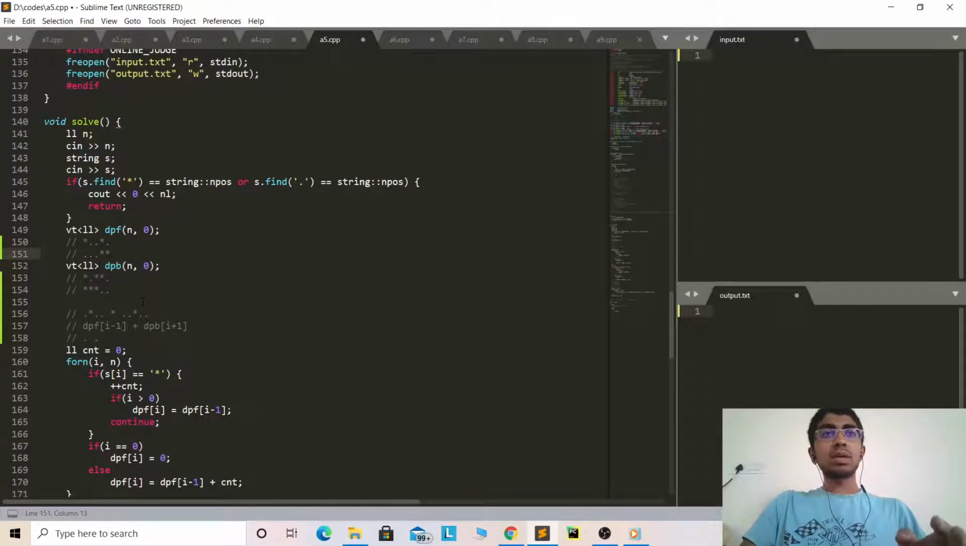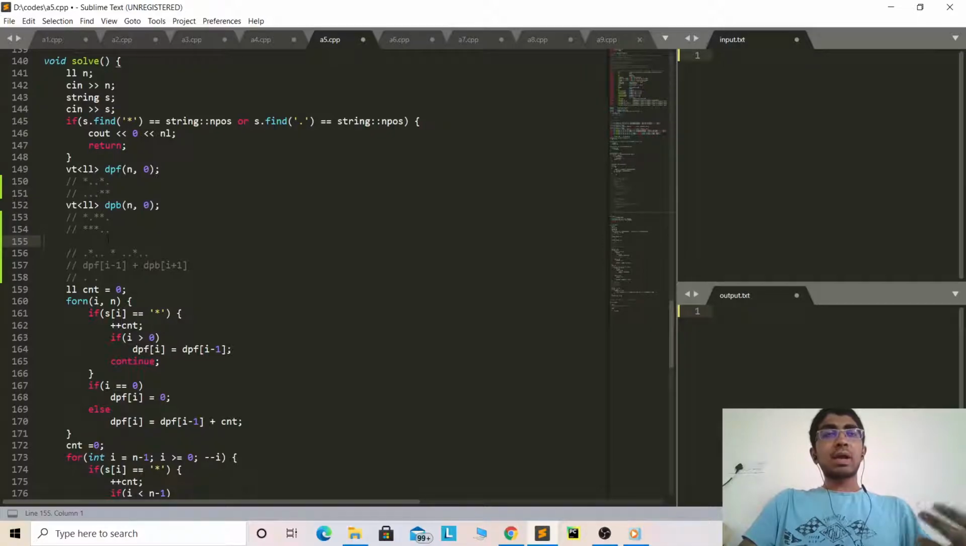And DP backward is the cost of bringing the stars from the greater positions to the current position. For example, DP backward of position number 2 would be the cost of bringing these two stars which are ahead of it to the back, and they must be together as well.